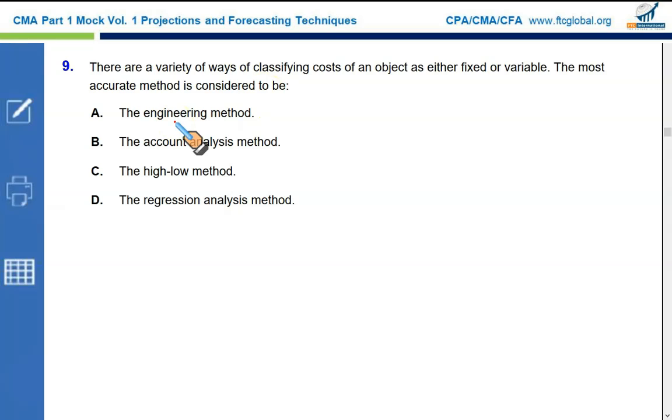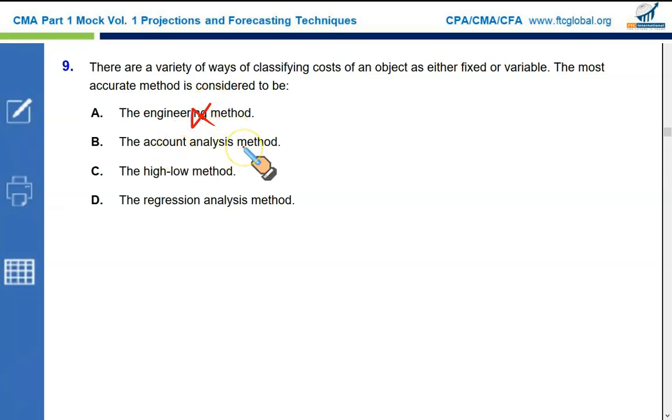Well, this is totally a ridiculous option here. The engineering method we use to study the time for production, the motion studies, how things move on the production floor. So it only can be used where there is an observable relationship between inputs and outputs. So this is totally a misfit option here.